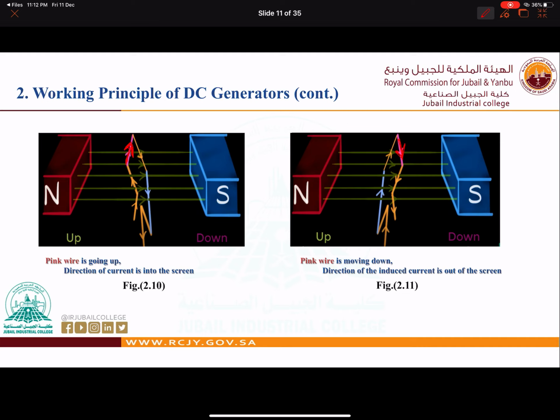It is the same for the lower part, which is up here and down here. We need to see that if we rotate the coil through some angles, the current is going up, and at other angles the current is going down. Hopefully it will be clear.